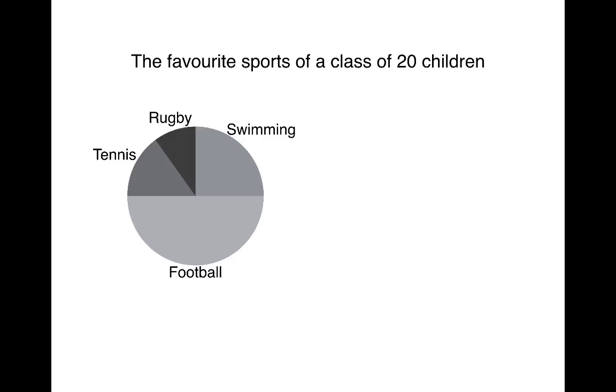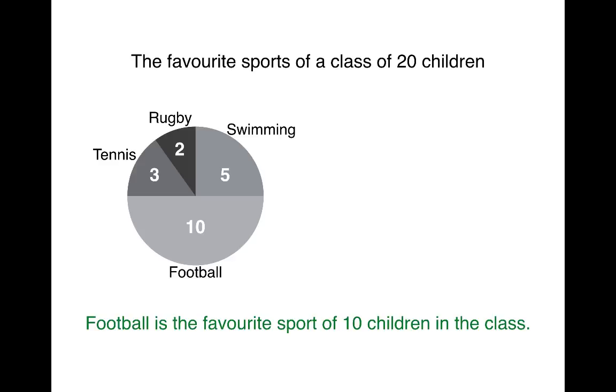Here's the pie chart. We see 4 sports: tennis, rugby, swimming and football, and the chart could show numbers of children like this. And we could write sentences like this one. Football is the favourite sport of 10 children in the class.